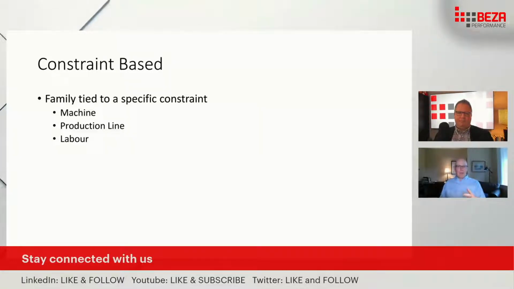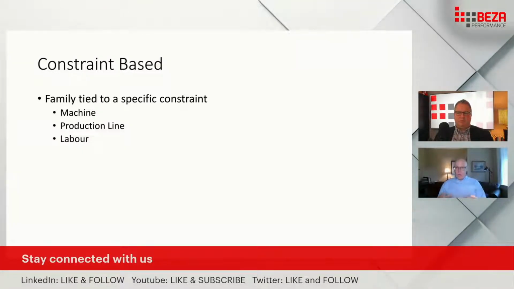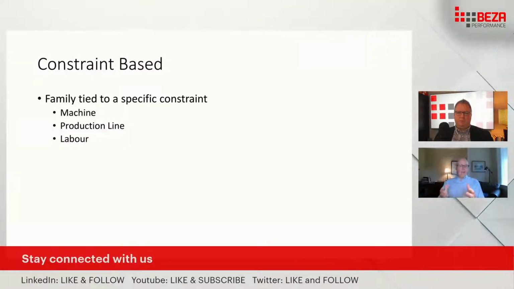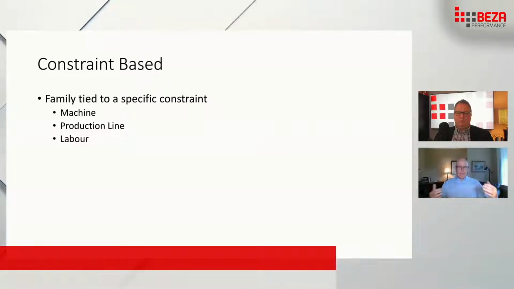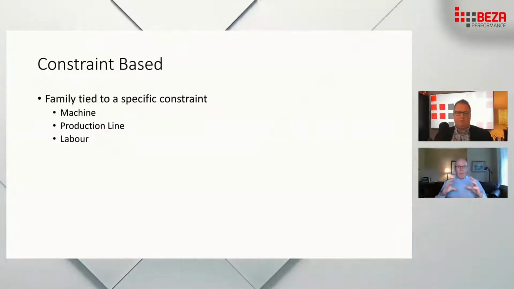The family needs to be tied to a specific constraint. So when we're having the discussion in the S&OP meeting, we're consolidating all of that data for a family up to a constraint level. Now, a constraint could be a specific machine, it might be a production line, might be labor, something around that idea of a constraint so that all of the products in that family rely on the output of that constraint. And that's the crux, the starting point for the S&OP process.